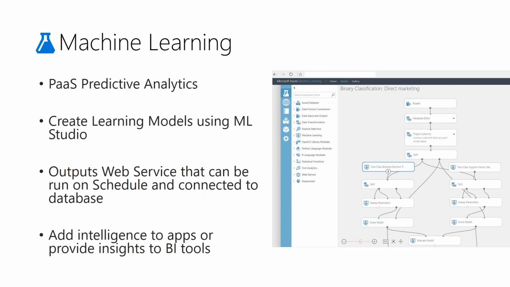And once it's trained, you can output that as a web service endpoint that your application, built maybe using Azure Web Jobs, Azure Functions, or other code elsewhere, can integrate with to make predictions in your solution. This allows you to add intelligence to your apps or provide insights into BI tools.